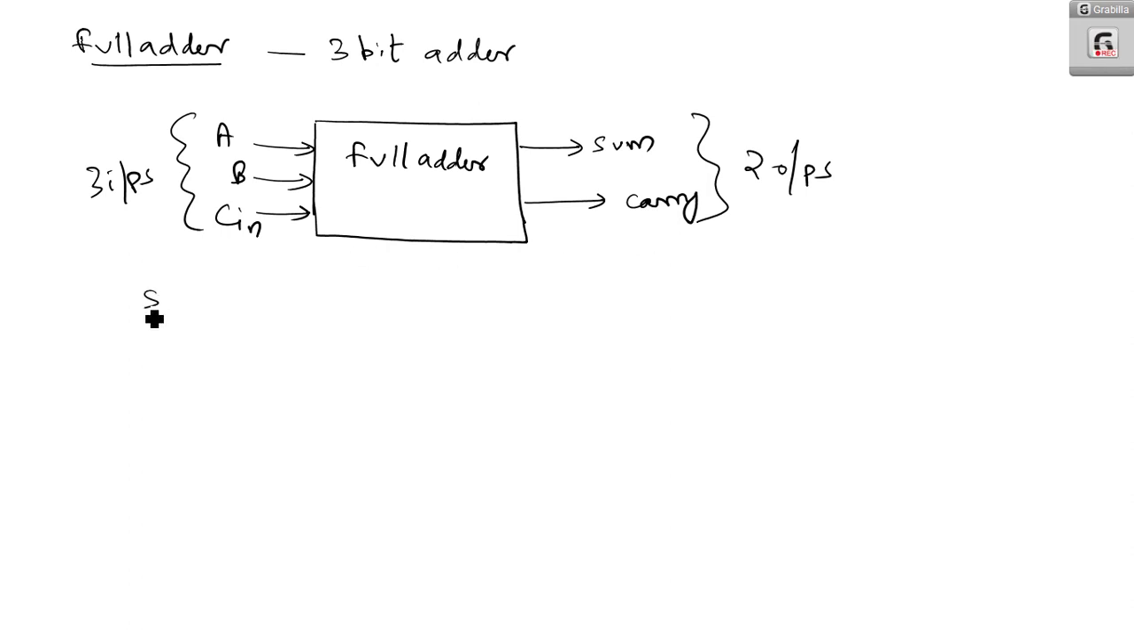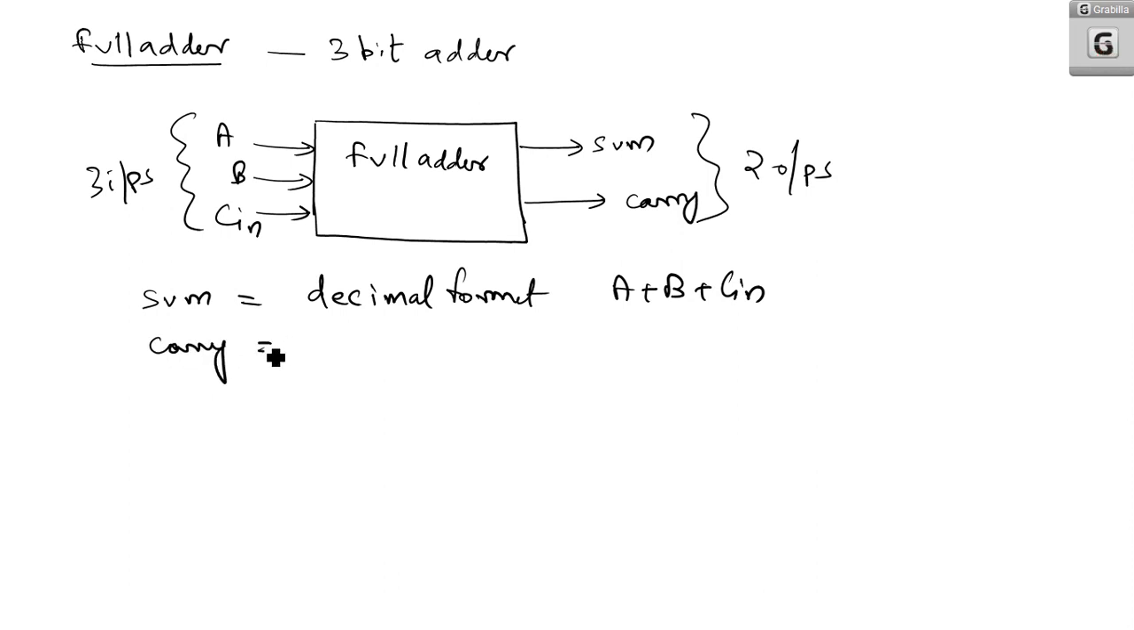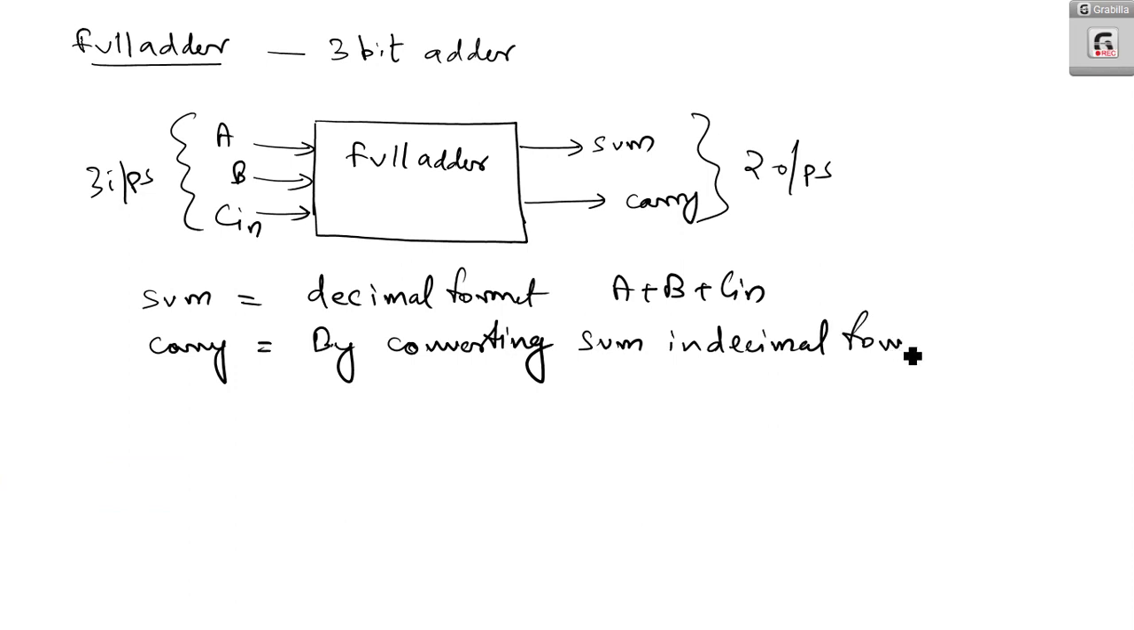Here the sum is basically in decimal format. Sum is basically A plus B plus C. Okay. It is not OR, it is just A plus B plus C. Whereas carry you will take out from the sum, by converting the sum in decimal form to binary form.